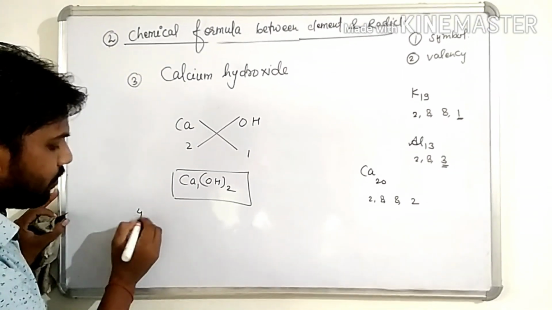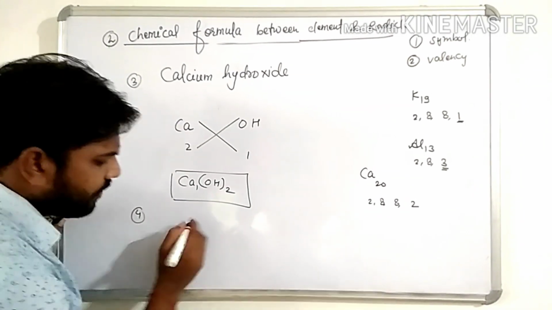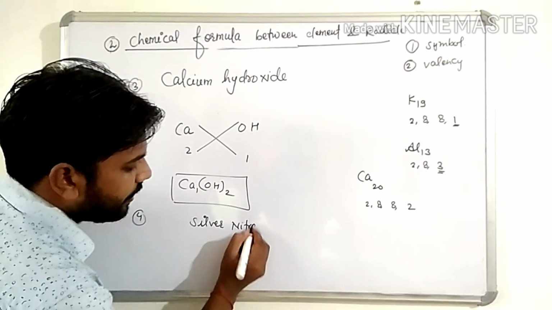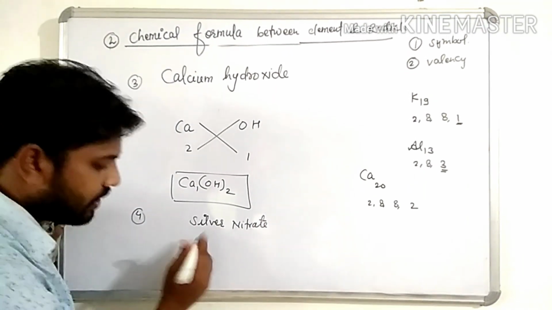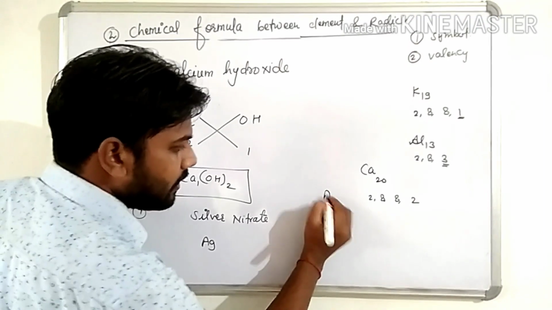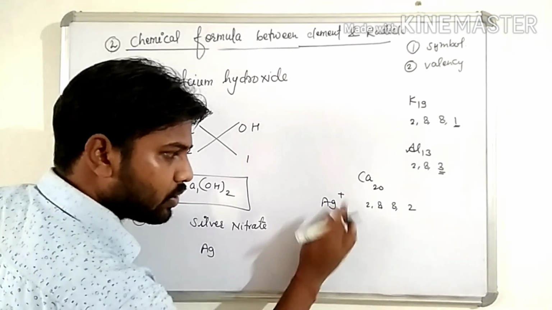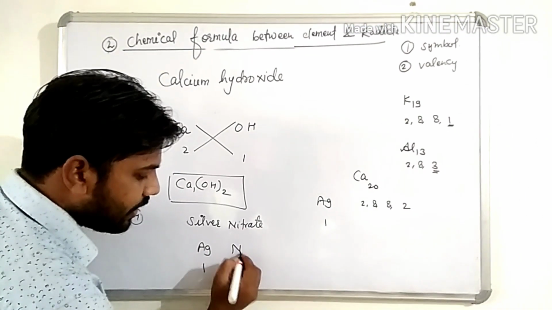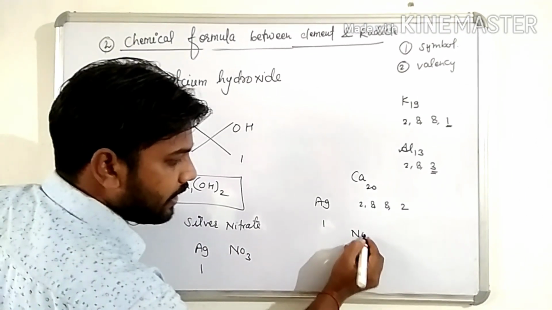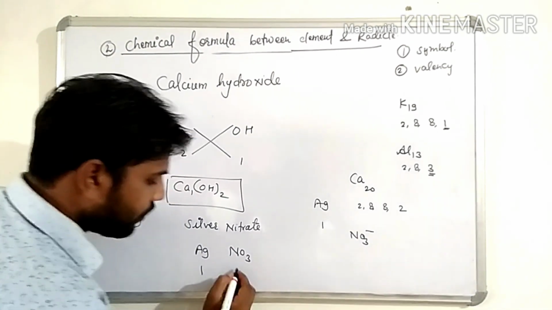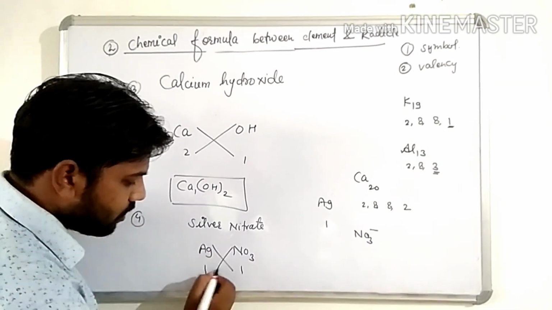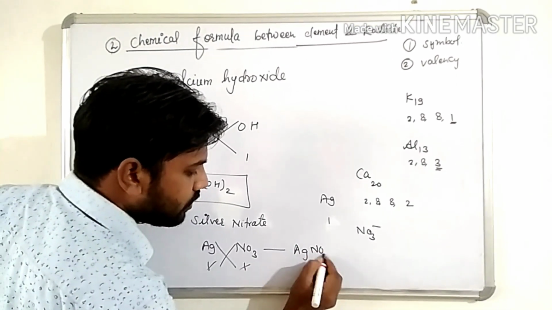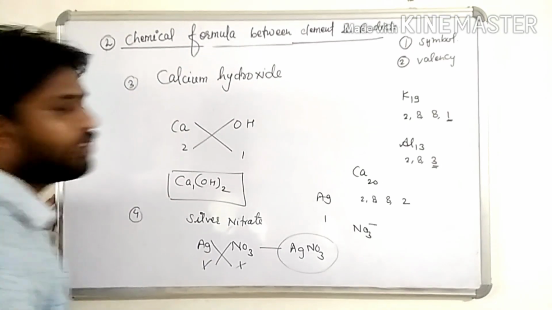Third, fourth. Silver nitrate. Silver Ag. Ag means plus charge, children, so its valency will be 1. Nitrate is a radical, NO3 minus, so we will write valency 1. Both will cancel, children, you can write AgNO3. Concept clear children? Thank you.